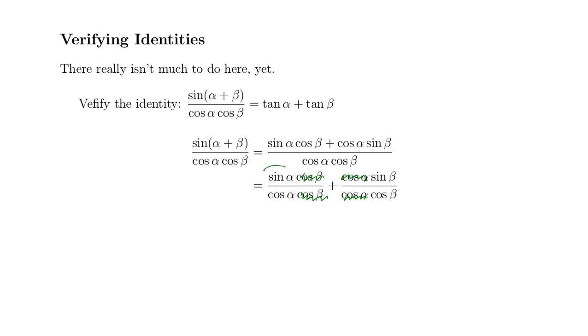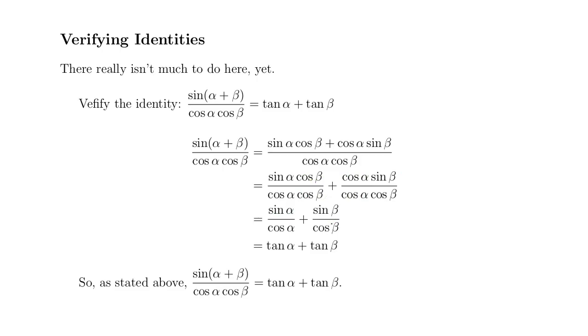So now we've got sine alpha over cosine alpha. Well, that's literally the definition of tangent. And sine beta over cosine beta. And again, that's the definition of the tangent function. They're just two different angles. So there we go. We cancel those things out. We're left with tangent and tangent. And so as stated, there we go, tan alpha plus tan beta. That's really what we've got.